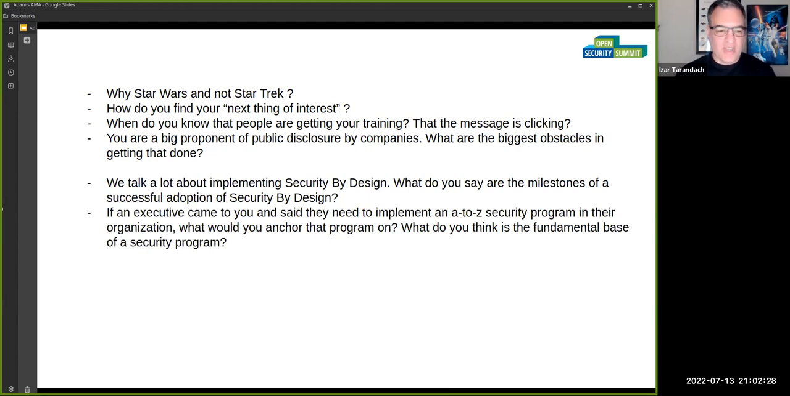Okay, the next one that we have. Oh, this is one of those. Okay. So if an executive came to you and said that they needed to implement an A to Z security program in the organization, what would you anchor that program on? What do you think is the most fundamental base of a security program? Why? Why not? No, why? Why do we need to implement an A to Z security program? Because that's going to drive my answer.